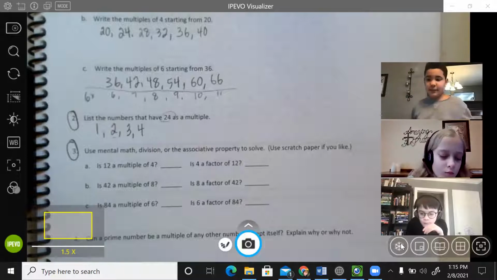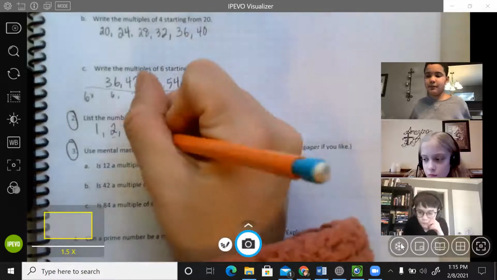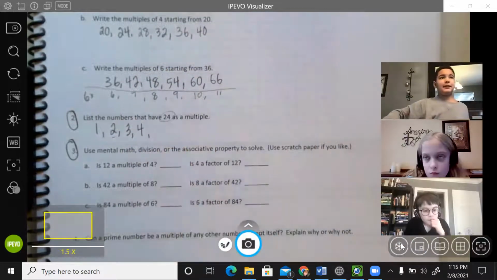4 times 6. Very good. So it would be the 6th number that you would say. Okay, Ilea, the number 5. If you count by 5s, will you eventually land on 24?